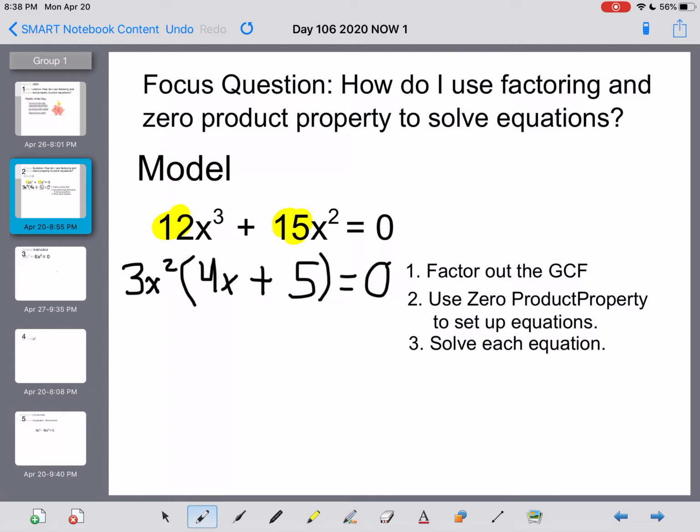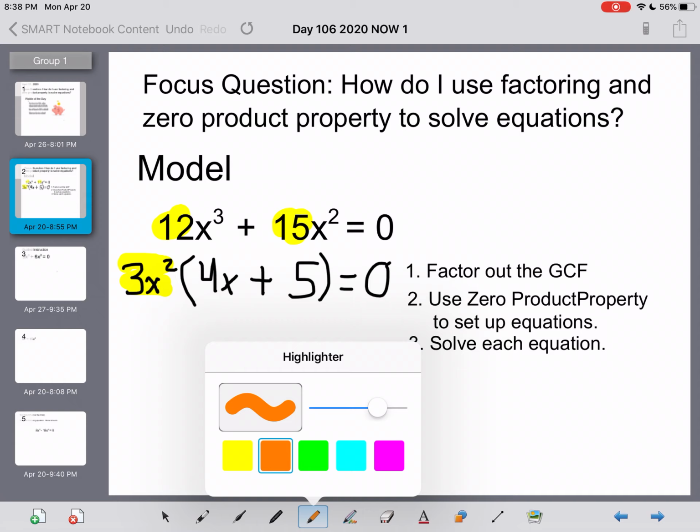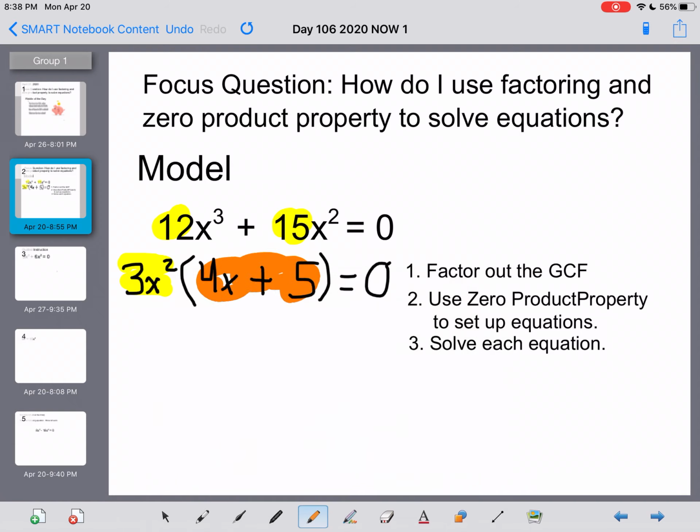Great. So now, if you look at this, I have a quantity, 3x squared, times another quantity, 4x plus 5. So I have one part times another part, and that equals a product of 0. So that means either the yellow piece or the orange piece or both have to be 0 because I'm multiplying them together to get 0. So that means either 3x squared equals 0 or 4x plus 5 equals 0.